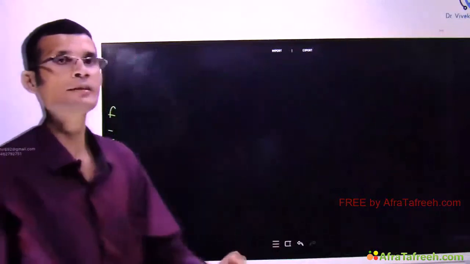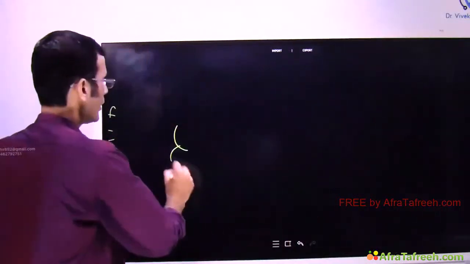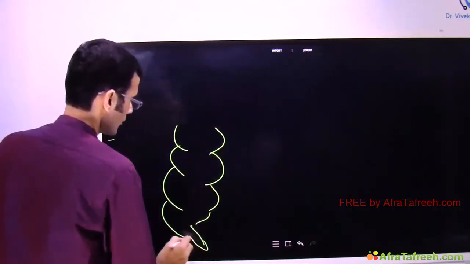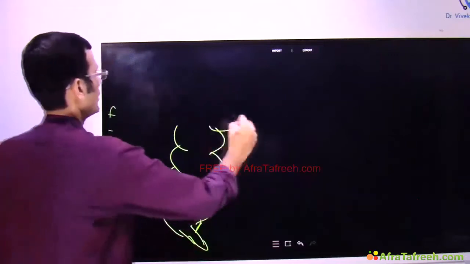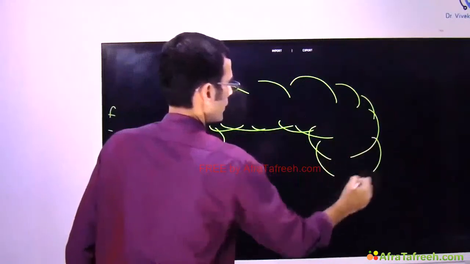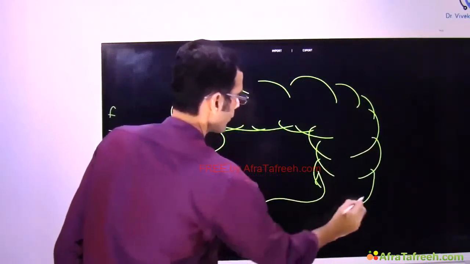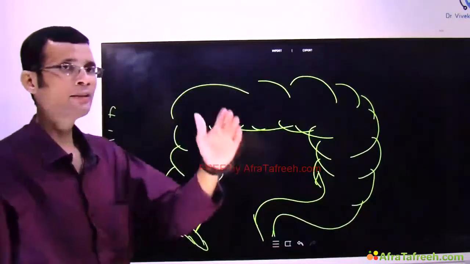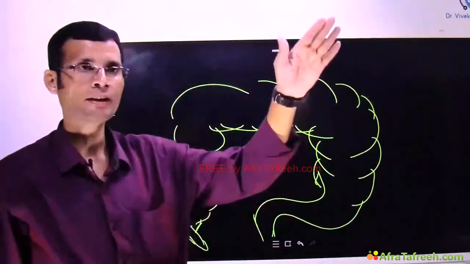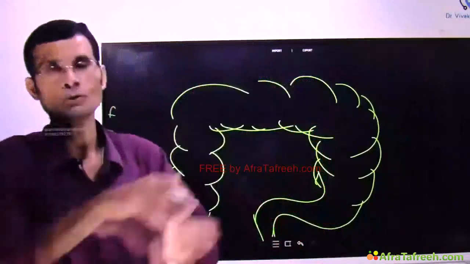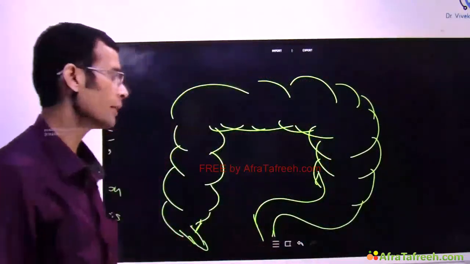Yes, the answer is colon. Colon is where antiperistalsis is seen naturally. Let us try to understand why and how. The ascending colon, then the transverse colon, descending colon, and then sigmoid colon. Now, as we have seen in the small intestine, the frequency of BER went decreasing, 12, 9, 7 per minute, and therefore there was oral to anal direction of peristalsis. That was the law of the gut.